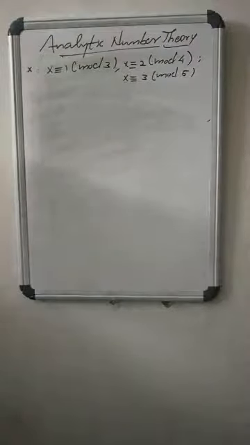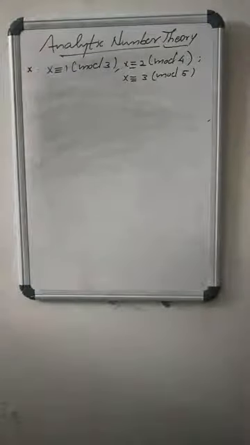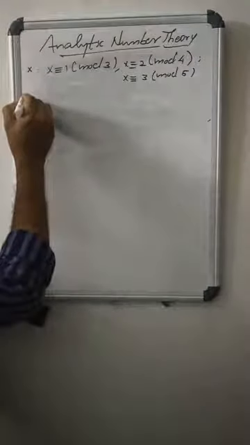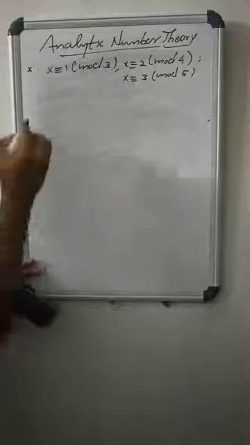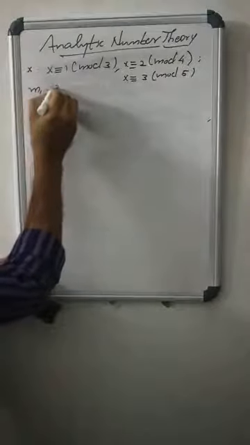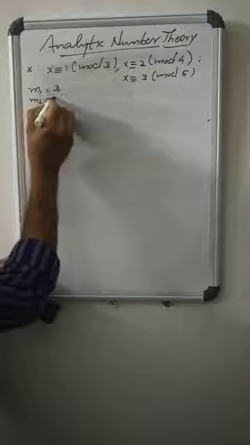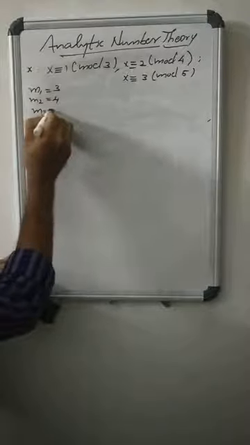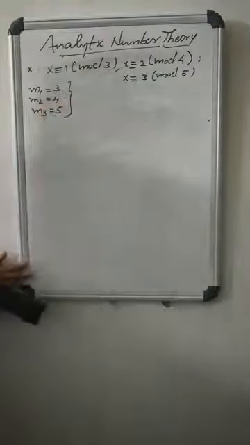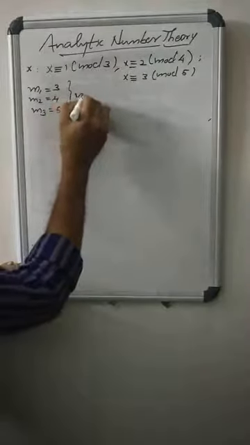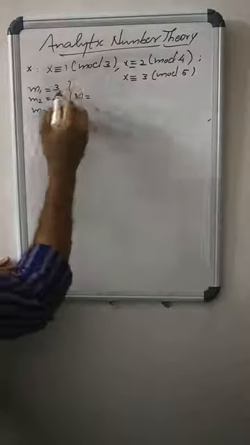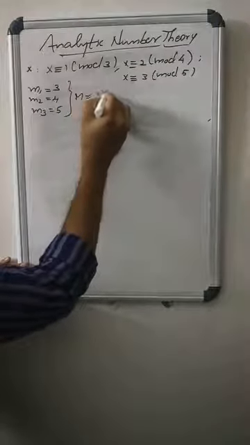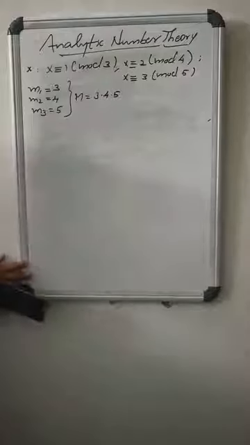This problem is solved by using the Chinese remainder theorem. What is M? M is the product of the moduli. Here the moduli are m1 equals 3, m2 equals 4, and m3 equals 5. So M is the product of these moduli, 3 into 4 into 5, which is 60.